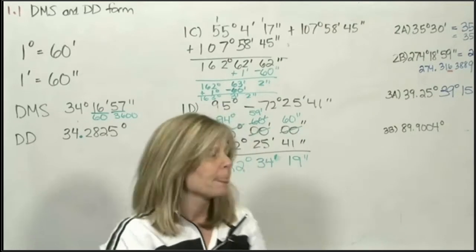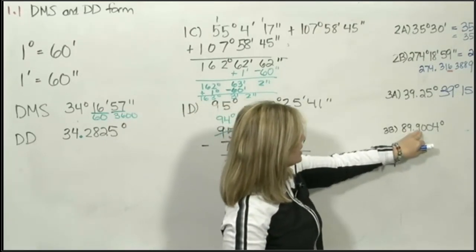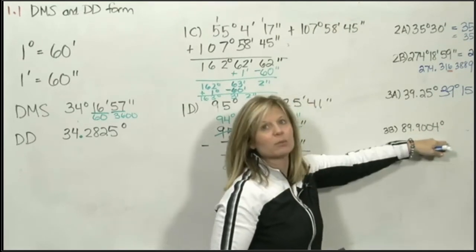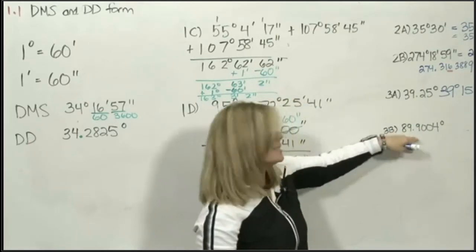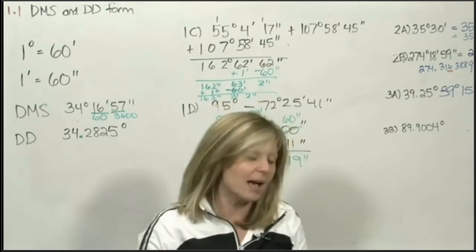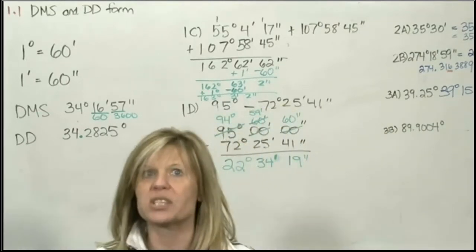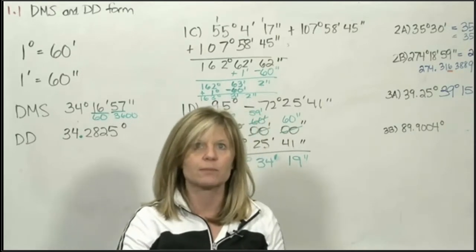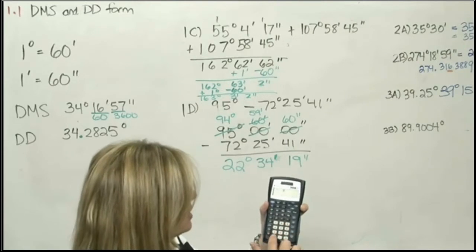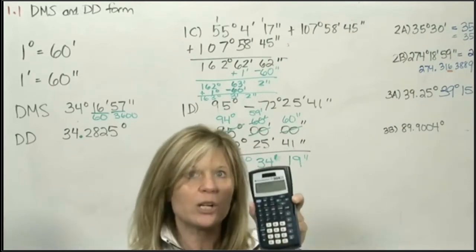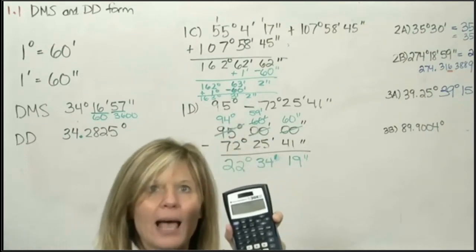No arithmetic. All right, let's do one more with our calculators. I have 89.9004 degrees. That is decimal degrees. It is a degree with a decimal point. So we're going to call that DD form. I want to change it to DMS. So remind me, in both calculators, it doesn't matter which one, we do the same thing. What do we type in first? That's right, we type the decimal number in. So 89.9004.